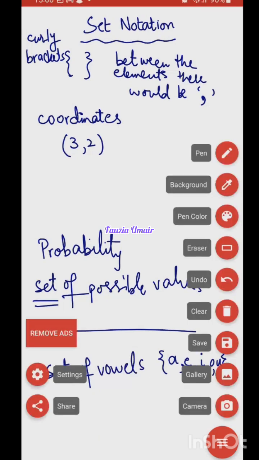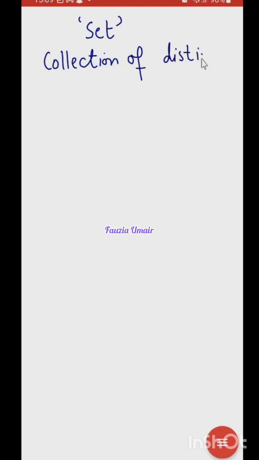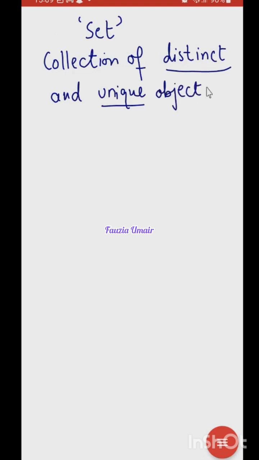So let me clear this. The definition of a set is very interesting. We write down the definition with two keywords of maths. So a set is basically a collection of objects. Collection of objects, but what kind of objects are they? They are distinct and unique objects. Okay? So whenever we define a set, we say a set is a collection of distinct and unique objects.